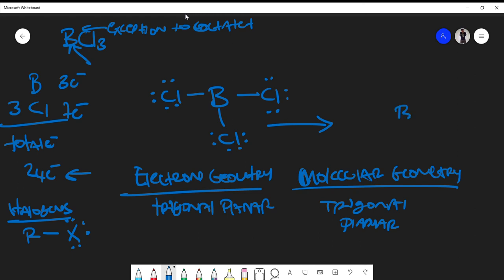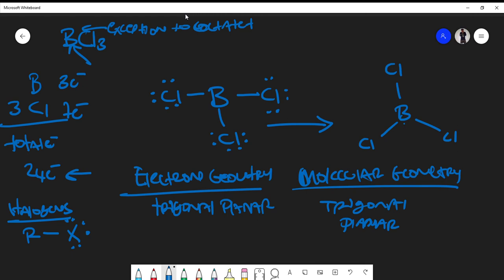So that means I have boron, right? And you have to picture this as being flat. So this is a more accurate representation of the molecule, and ignore this. This was a mistake, this is not a lone pair, right? But this is a more accurate representation of the molecule.